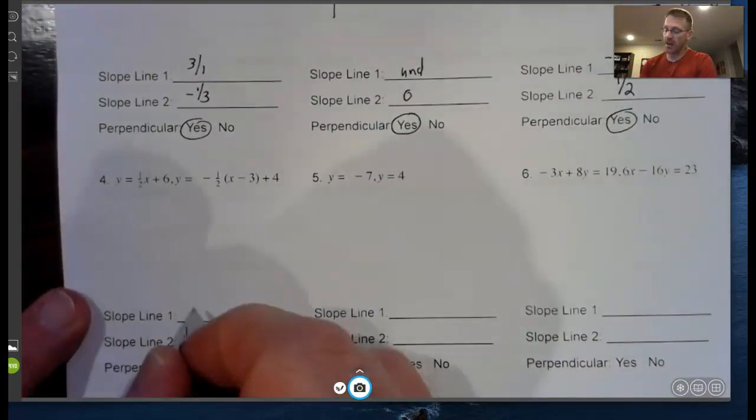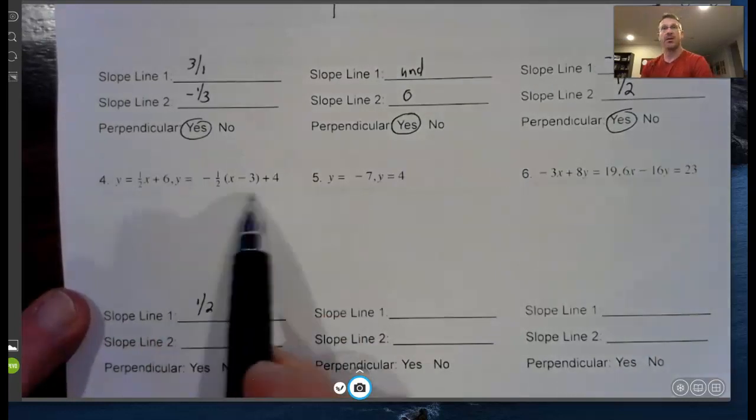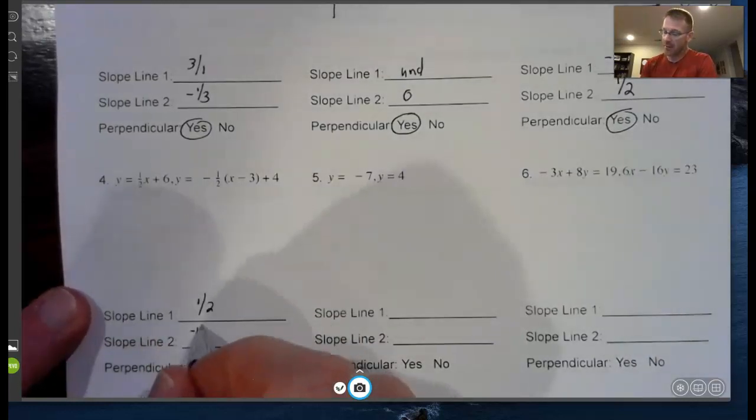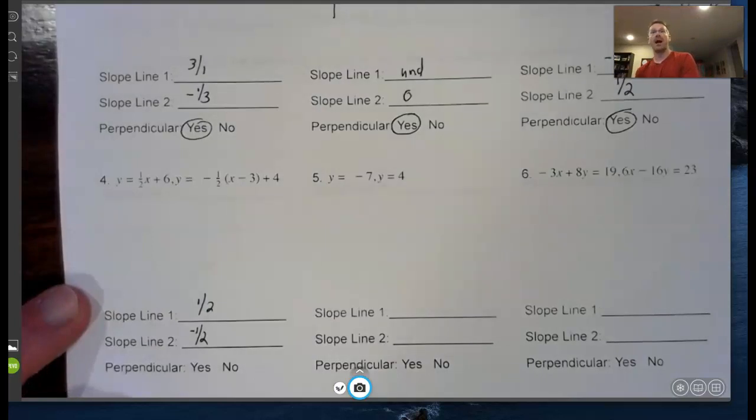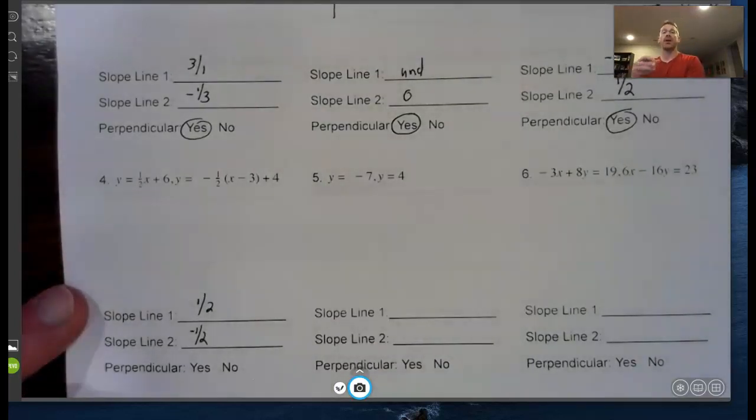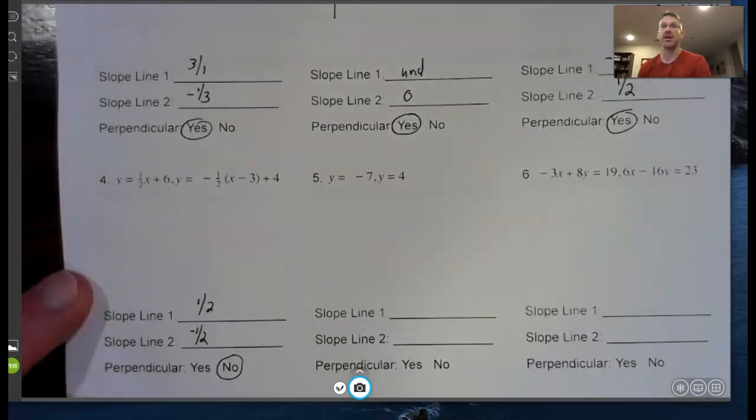Slope-intercept form, I can see that the slope is 1/2. Point slope form, I can see that the slope is negative 1/2. All right, now notice these are opposite. One is positive, one is negative, but they are not reciprocals. So both things have to be true, not one or the other, both things. So these would not be perpendicular.